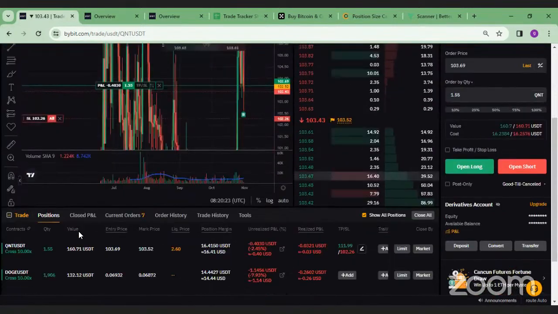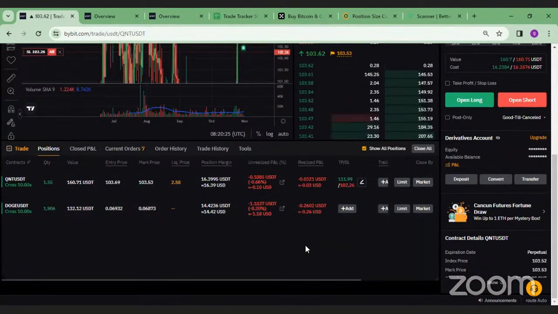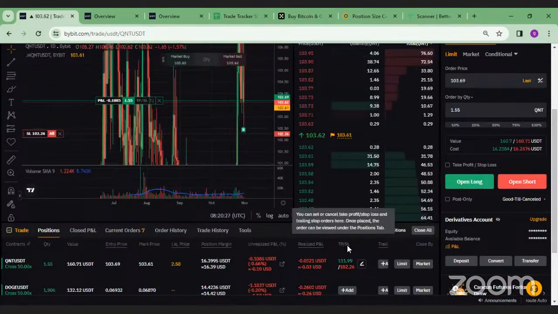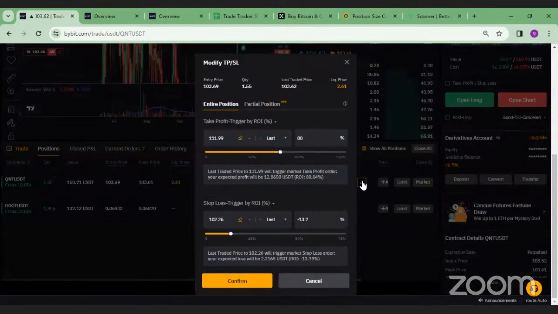The same thing happens if I come back here, okay, and this is running already. I just go to the TPSL option. You click on it to edit it, and this dialog box will pop up, okay?